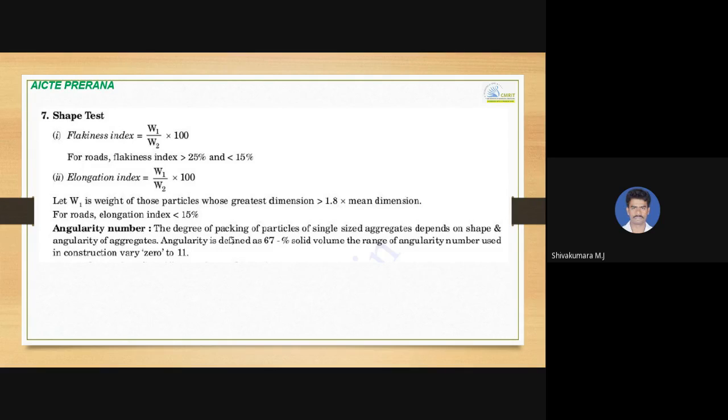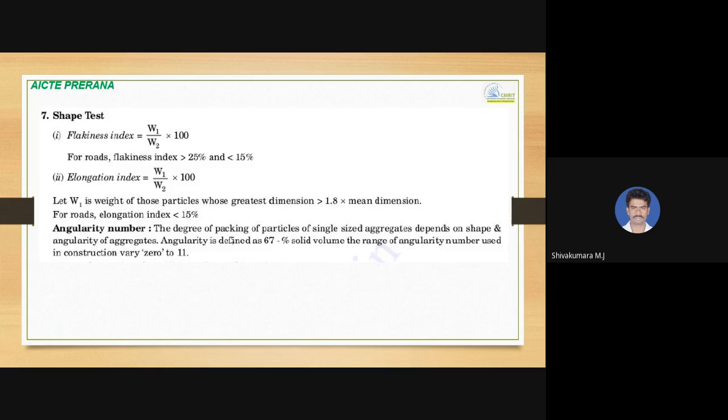After taking the weight of each fraction, we pass it through the respective slots in the thickness and length gauge. In the case of the thickness gauge, the weight of aggregates which pass through the thickness gauge is taken, the total cumulative weight, divided by the total weight of aggregates which were taken. That gives us the flakiness index, when the percentage is multiplied by 100.